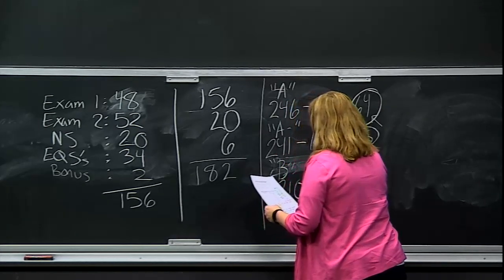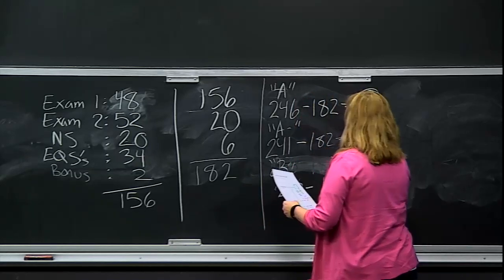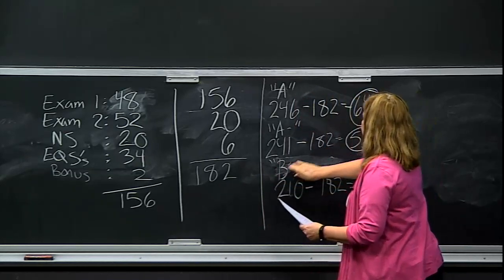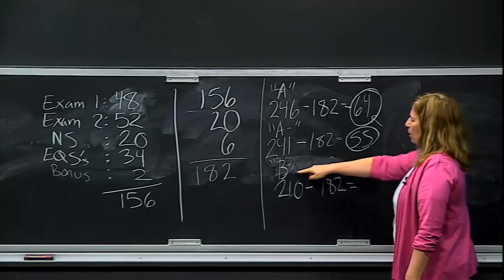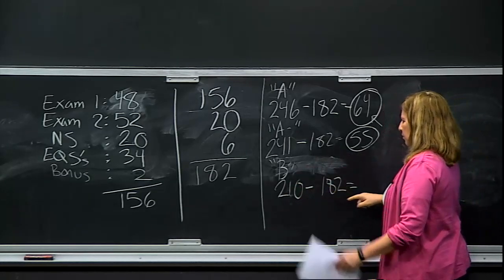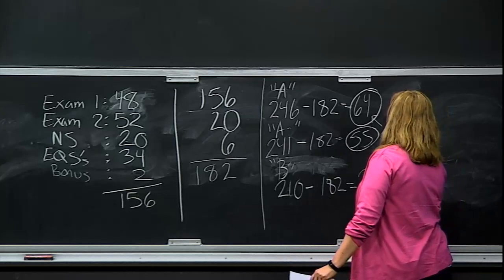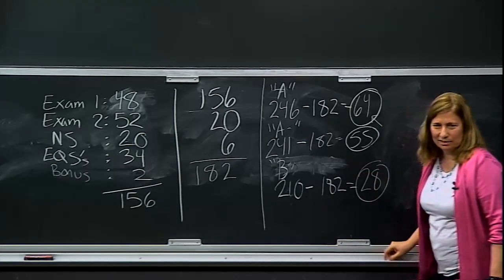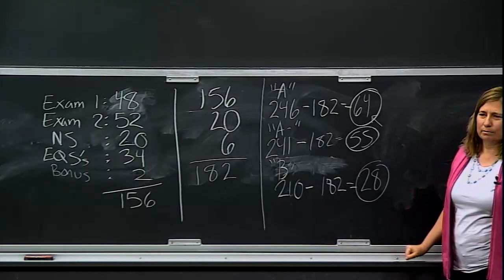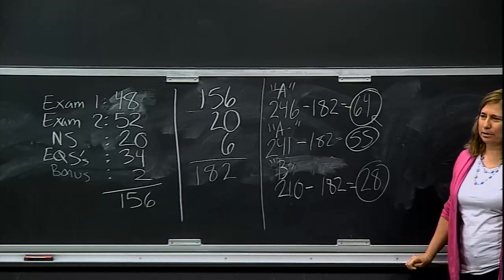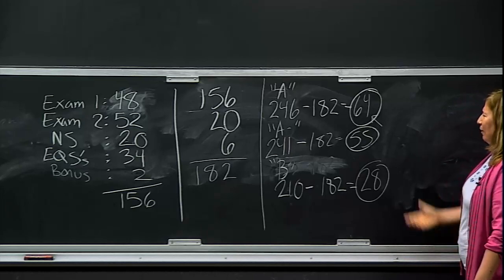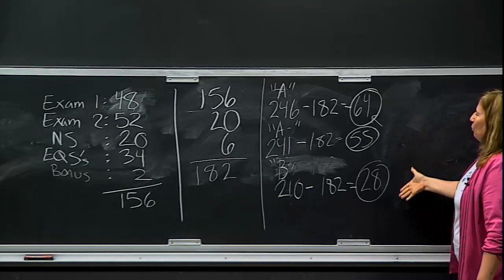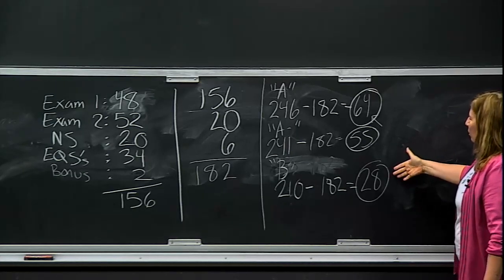210 minus 182. In case this was you, and you're feeling like this is all doom and gloom: if you wanted to be in the class, 210 minus 182, this person needs to score 28 on the third exam. That's not even 50% of the base questions. Well, what's going on there?